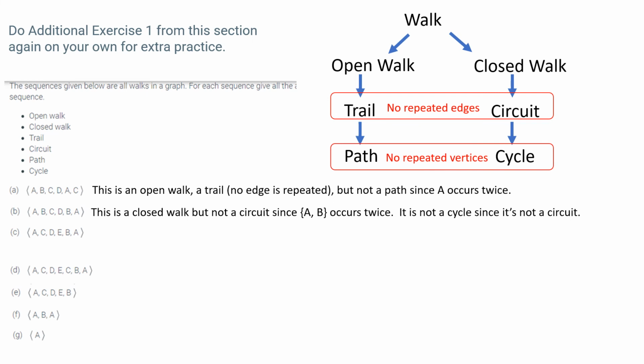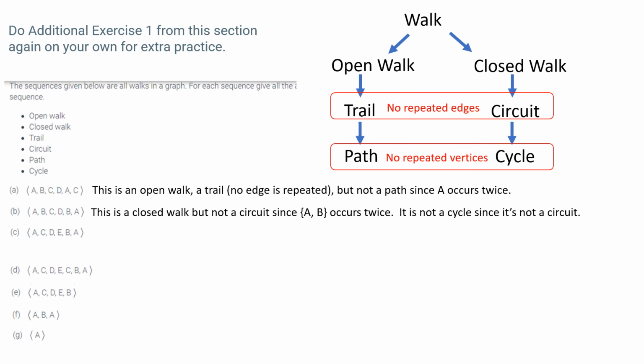But remember, a cycle is a circuit that has even more specifications. So if it's not a circuit, there's no way it's going to be a cycle. So you don't even have to think through that. If it's not a circuit, it won't be a cycle.